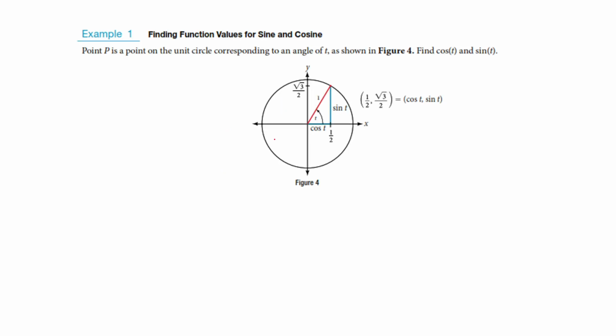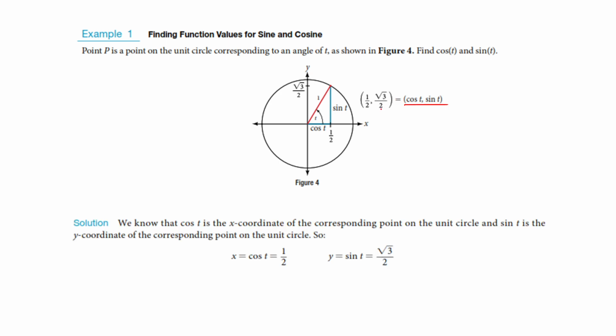Okay, so we have some values here. They're not telling us the angle yet. We'll get back to this. But the point on the circle is the point 1/2, square root of 3 over 2. Well, it's cosine and sine. So cosine is 1/2, sine is the square root of 3 over 2, because this is the x and this is the y. This is the cosine, this is the sine.